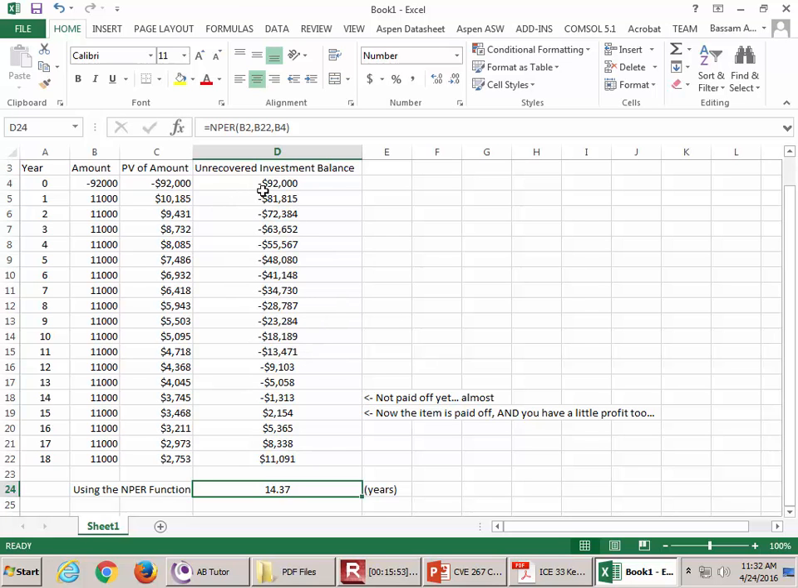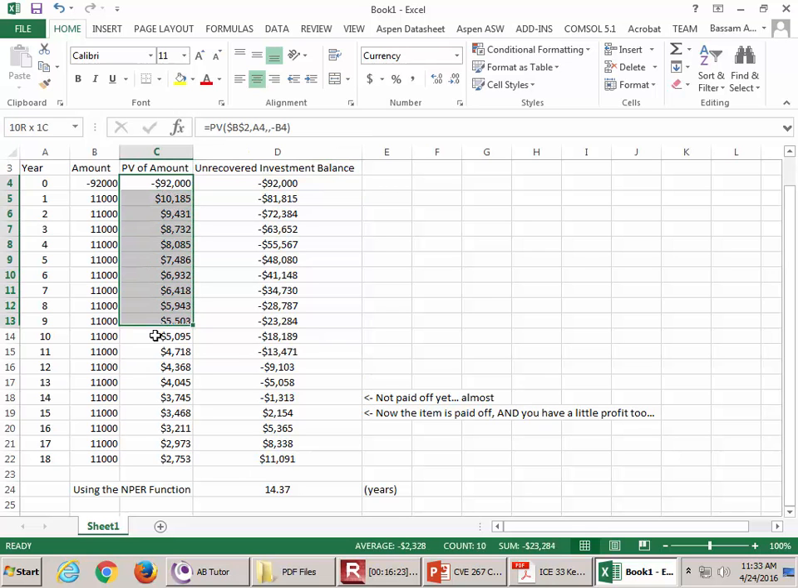And this illustrates that. So what this unrecovered investment balance column is showing is in year 0, only you have paid. You received no revenue yet. At the end of year 1, you got $11,000, but that $11,000 is only worth $10,185 because we're taking everything back to year 0 because you want it to have the same comparison as the amount that you paid, and you paid the amount at year 0. That's why you need to take all of these revenues and discount them to the present, is because it was at the present that you outlaid your initial investment.